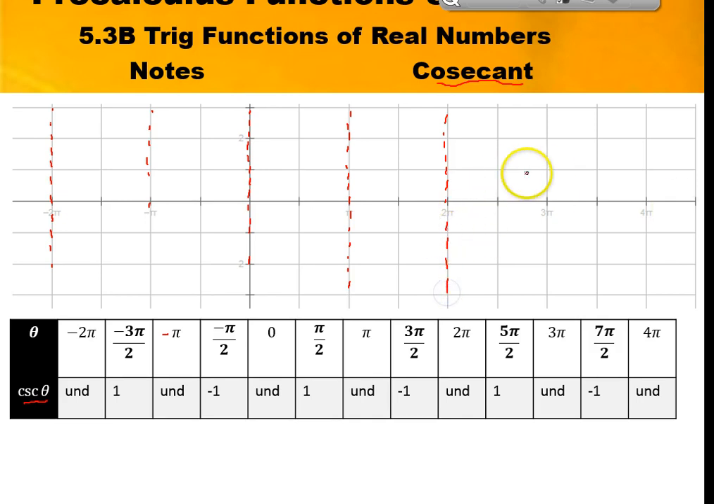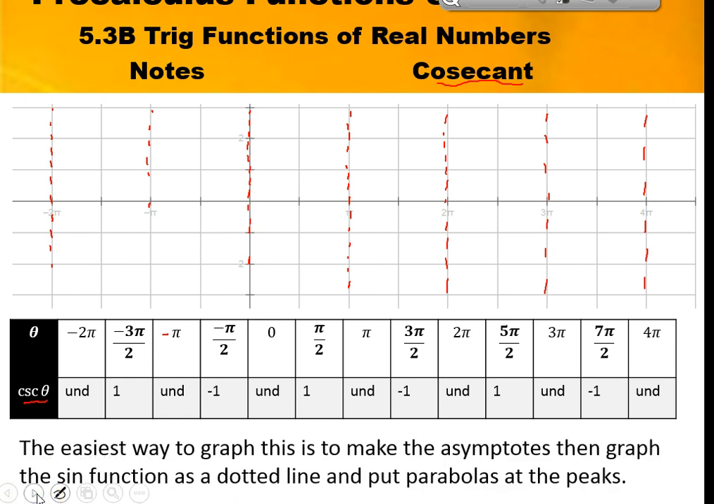And a couple more, and then we'll be good. All right, so now let's see what it says next. So we have these vertical asymptotes. Now the easiest way to graph this is to make the asymptotes, which I did, and then we're going to graph the sine function as a dotted line, and we're going to put parabolas at the peaks. So let's go ahead and do that. Looks like I didn't finish this asymptote, so let me finish this asymptote.